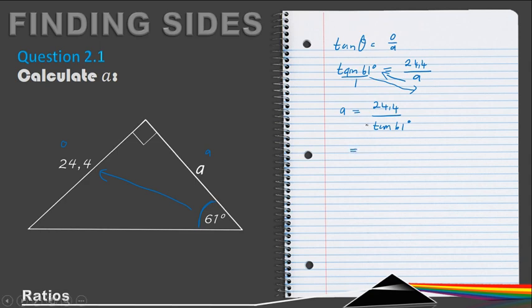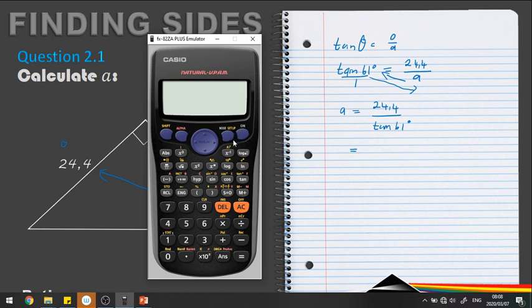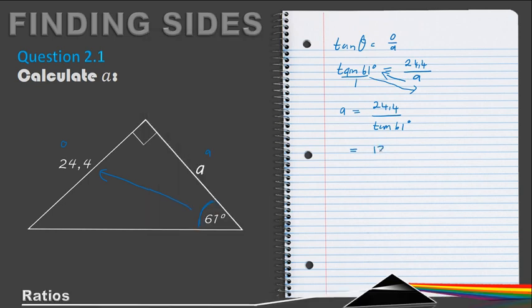And then let's put that into the calculator. We have a fraction, and then 24.4 over tan 61. So this gives us 13.53. So this is a length.